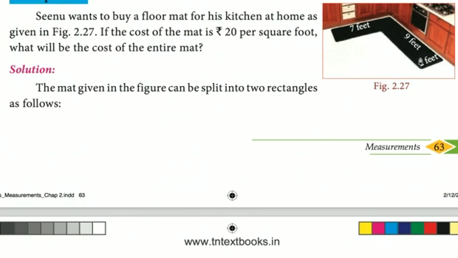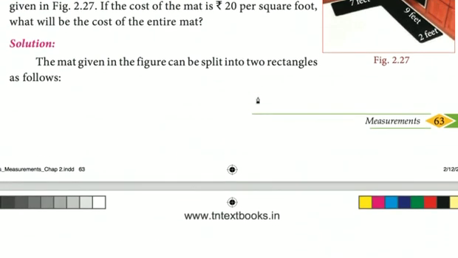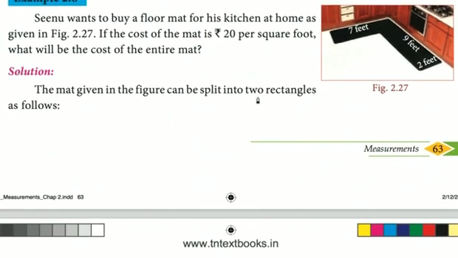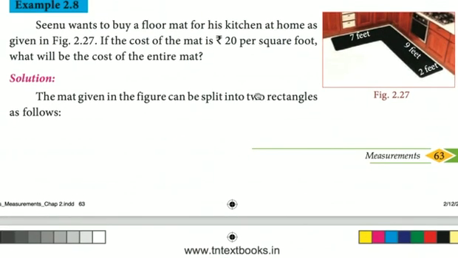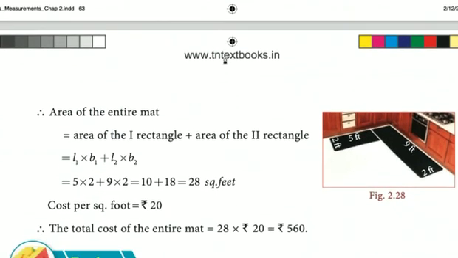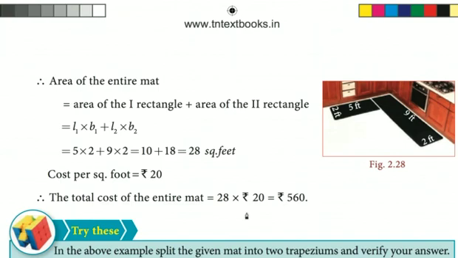So 9 minus 2 is, sorry, 9 minus 2 is 7. So 7 into 2 is 14. 14 into 2 is 28. 28 feet square. Okay, square foot. 28 into 20 is 560, the answer. Okay, you got the point.